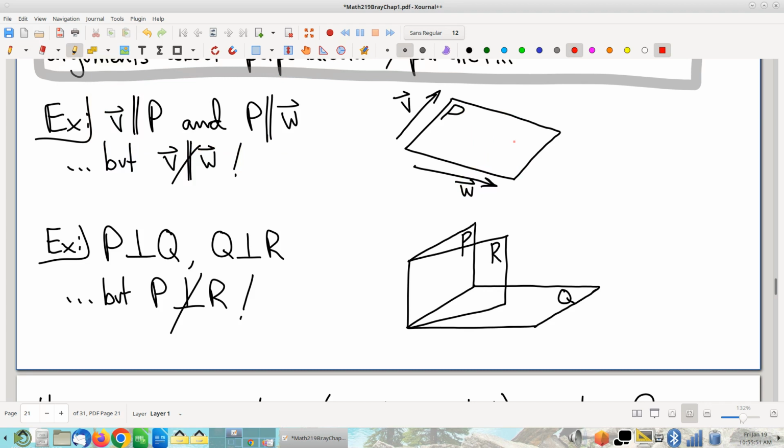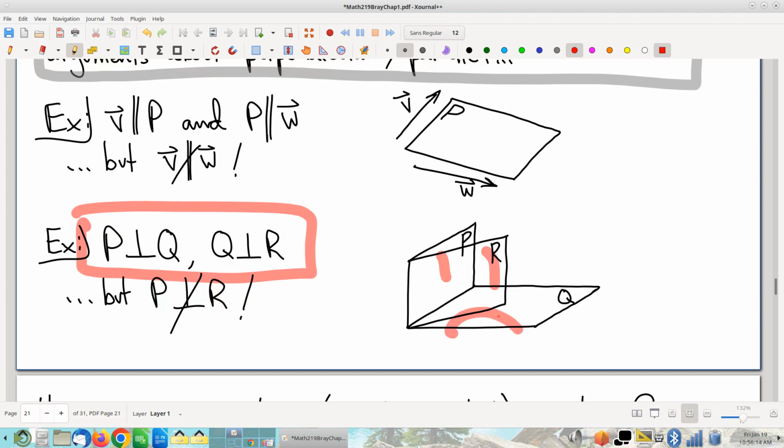Okay, likewise, P is perpendicular to Q and Q is perpendicular to R. It's going to be tempting to think that P and R must be parallel, maybe, or maybe they're perpendicular, or you'd think there'd be some way to connect the dots there. But nope. Again, no particular relationship necessary between P and R. Everybody see what I mean? So, like I say, be careful.